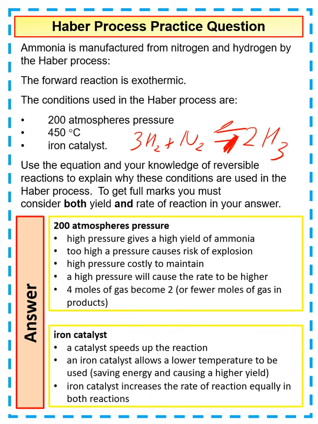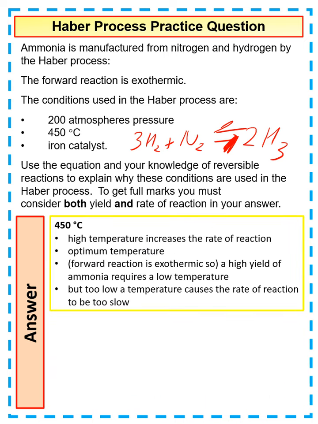The second thing that we can talk about is the use of an iron catalyst. An iron catalyst is going to speed up the reaction. This means that we can do it at a lower temperature, so we save energy. That is going to increase the rate of reaction in both directions.